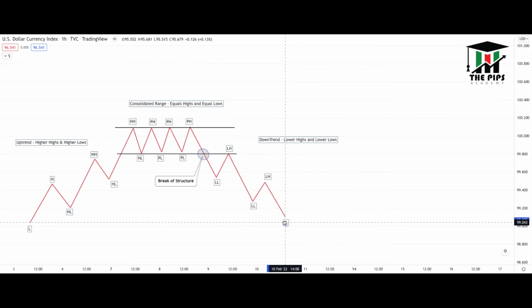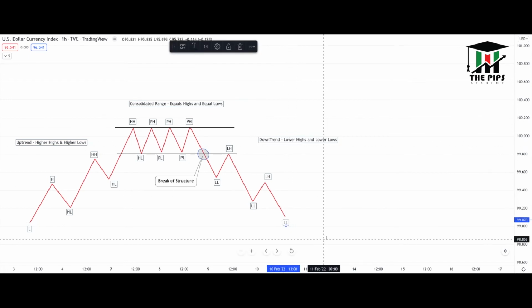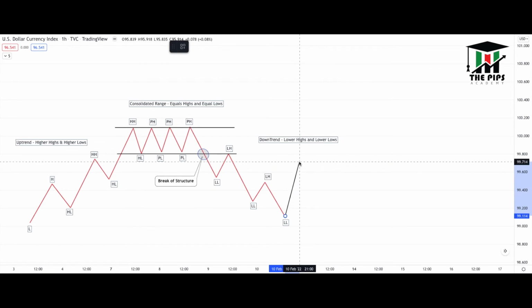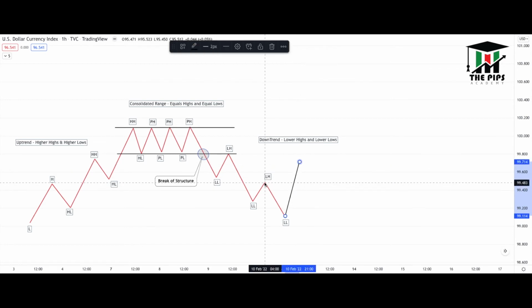Okay, so now let's look at this. Let's say the market decided to pull back and break our last lower high. In this instance, this here is considered our break of structure. So we've broken the downtrend structure and now we're moving to an up structure. Let's change the color back to red.